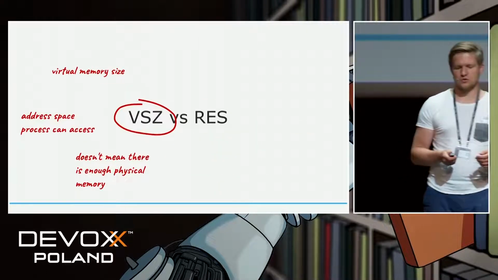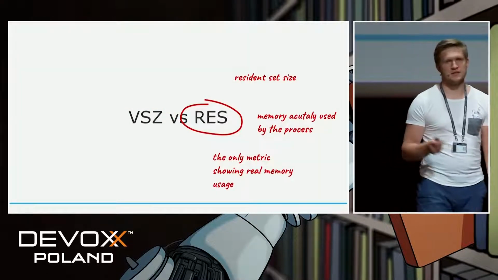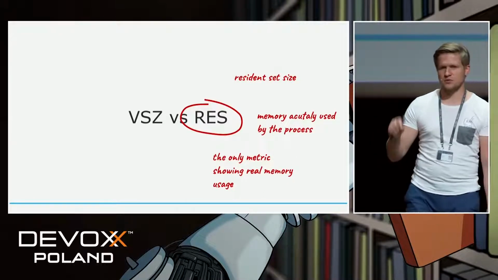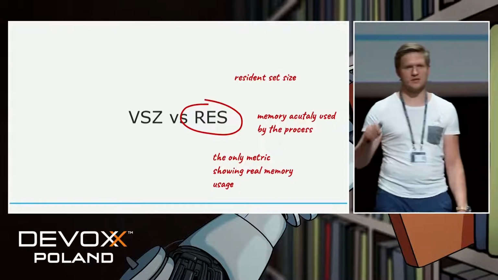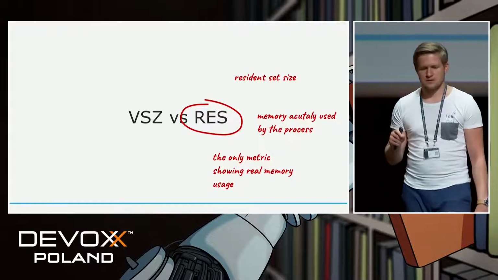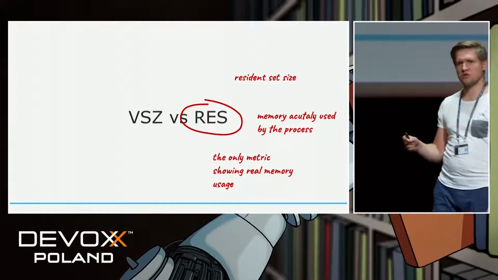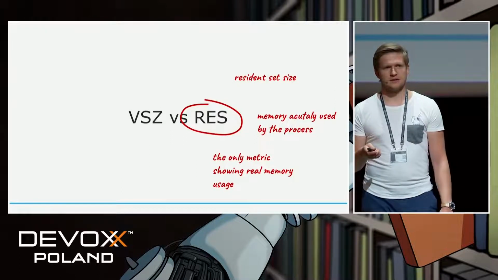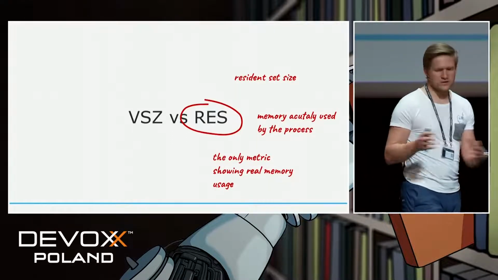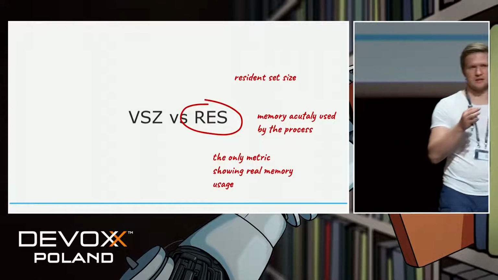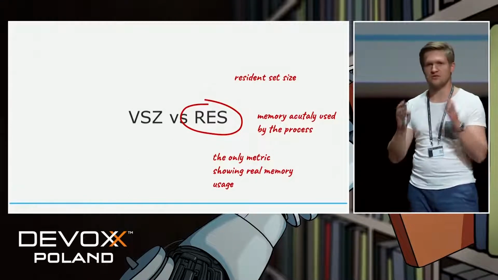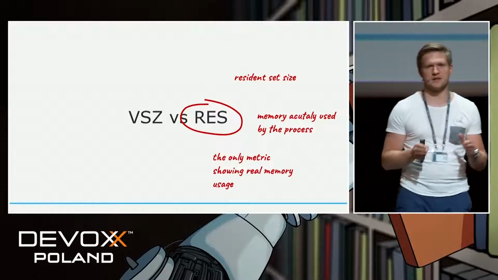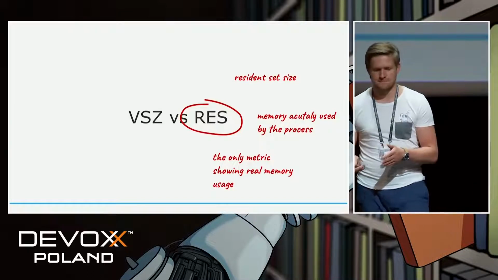And this is opposed to resident set size. This is the actual memory that my process is using. This is like the hard memory that I have somewhere on RAM and I'm using at the moment. So this is the only metric that can show you how much memory your process is eating up at any given moment. It contains everything. Like for a Java application, it's the sum of heap size and all the threads and metaspace and everything. Everything the process has allocated is in RES.